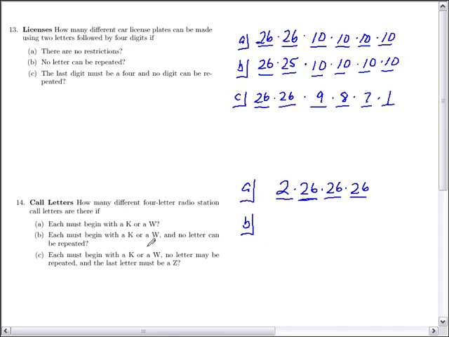Each must begin with a K or a W, and no letter can be repeated. So we have 2 choices for the first one, K or W. Now, 1 letter's been used. If a K was used first, we can still use a W on one of the last 3 spots. Or if a W is used, then we can use a K. So there are 25 choices for the next spot, and then 24 and 23.